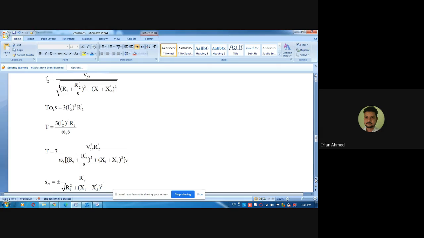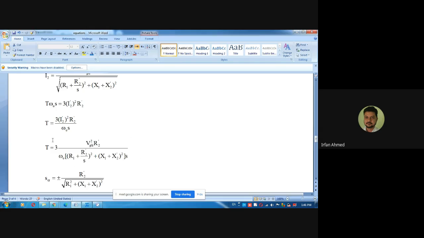So if we differentiate this equation with respect to slip, why would we differentiate this equation with respect to slip? Sir, to get maximum torque. Yes, maximum torque. What is the condition to get maximum torque? dT by dS equal to 0. dT by dS must be equal to 0.